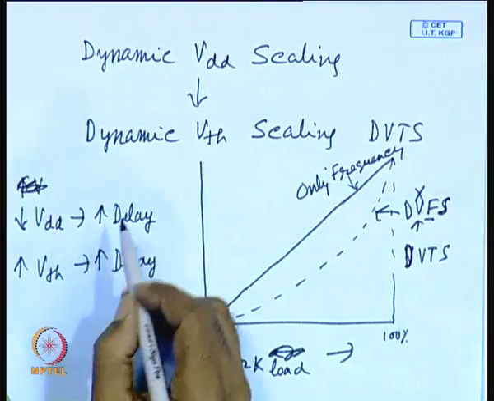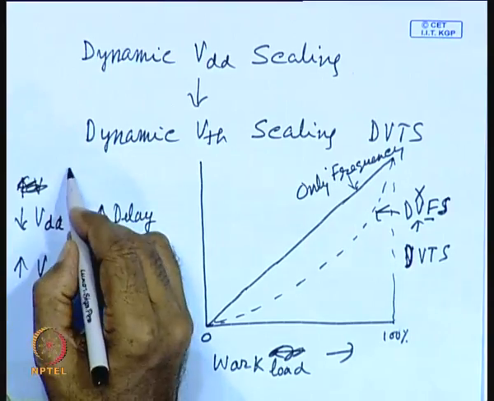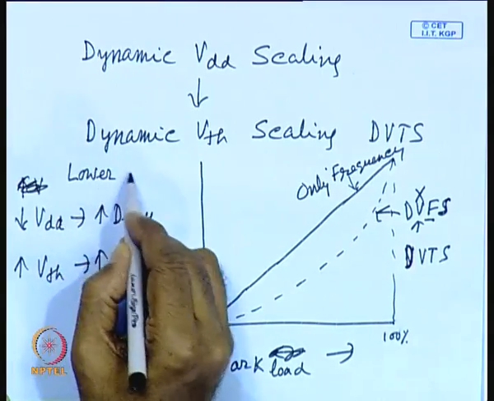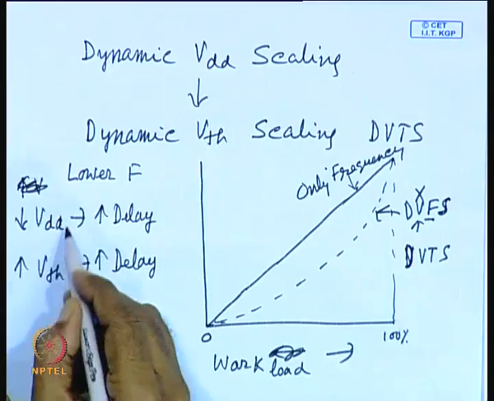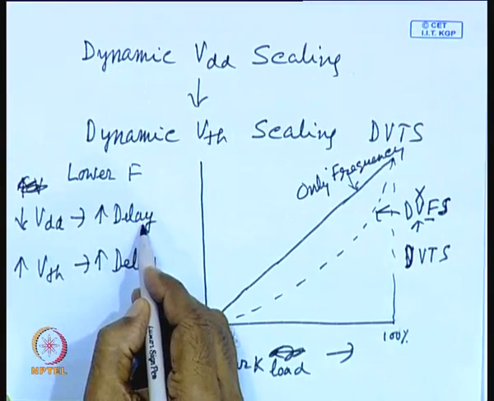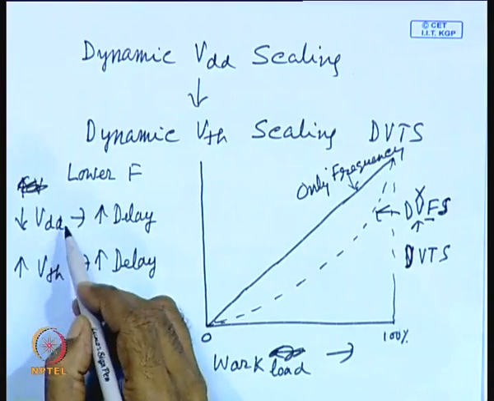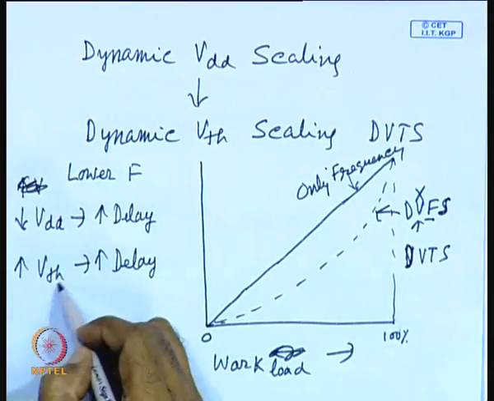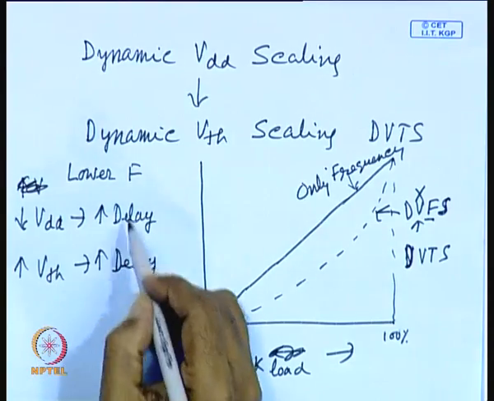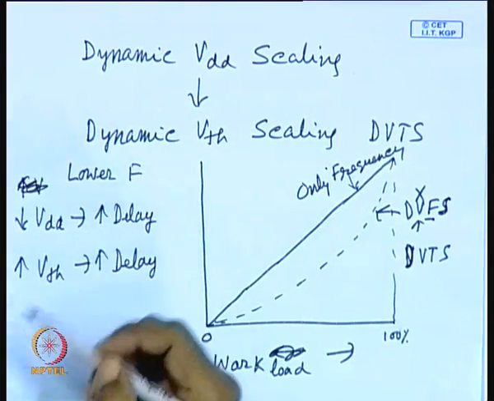That means, as you reduce the frequency, so lower frequency, you were using lower VDD to increase the delay to match the lower frequency. Now, as you lower the frequency, you will increase the threshold voltage to match the lower frequency. So, you are achieving the same thing as you have done in dynamic voltage and frequency scaling, but instead of reducing the supply voltage, here you are increasing the threshold voltage.